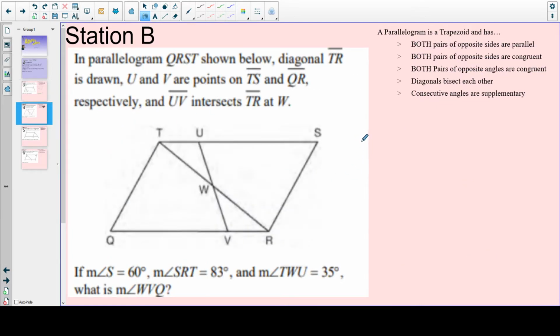All right. Next one, in parallelogram QRST shown below, diagonal TR is drawn, and U and V are points on TS and QR respectively. And UV intersects TR at W. And then they give us a bunch of information.